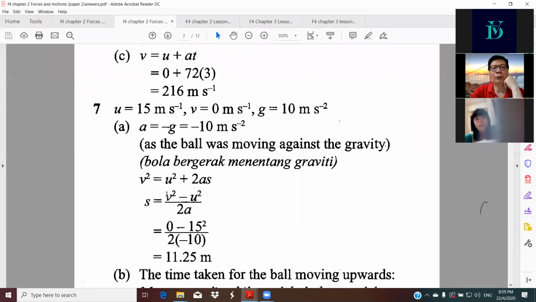v squared is 0, u is 15 squared. a now is the gravitational acceleration. When you're going up, you are going against gravity, so you put in negative 10. That's why you get the answer 11.25 meters. This is the maximum height the ball can reach. 11.25. Okay, copy down the answer, please.